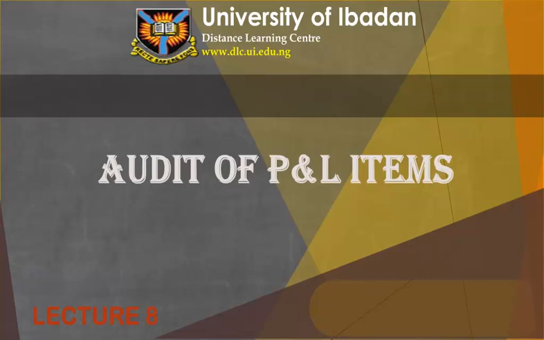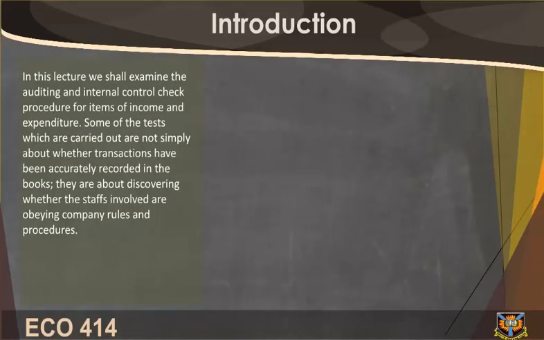Welcome to Study Session 8, Audit of Profit and Loss Items. Introduction. In this lecture, we shall examine the auditing and internal control checks procedure for items of income and expenditure. Some of the tests which are carried out are not simply about whether transactions have been accurately recorded in the books. They are about discovering whether the staff involved are obeying company rules and procedure.